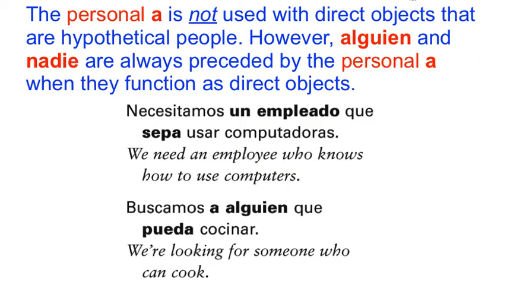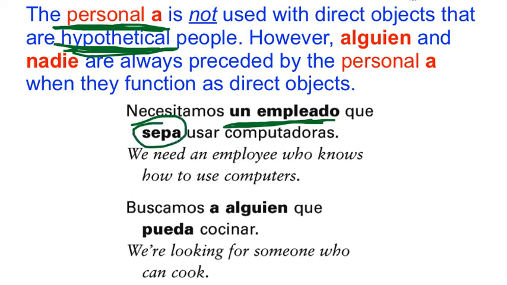Now you may remember that last week when we talked about the future, I brought up the personal a, that the personal a really is important in Spanish. But look what happens here. The personal a is not used with direct objects that are hypothetical people. For example, necesitamos un empleado. We don't know if that person exists. It's hypothetical. Que sepa. It's indefinite whether that person exists and whether that person knows how to use computers.